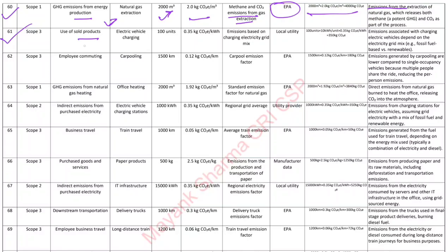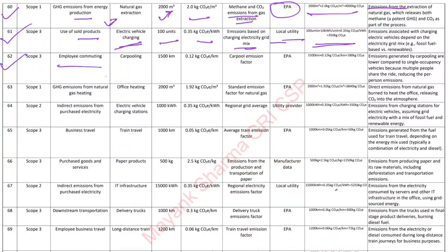Scope 3, use of sold products. Let's say selling electric vehicle charging. Okay, 100 units of charger electric vehicles. This is the emission factor. Emission based on charging, the electricity grid mix. The local utility should be referred to for taking the emission factor example. Then is the calculation: total number of units multiplied with the emission factor. So the emissions associated with charging electric vehicles depend upon the electricity grid mix, fossil fuels or renewable.